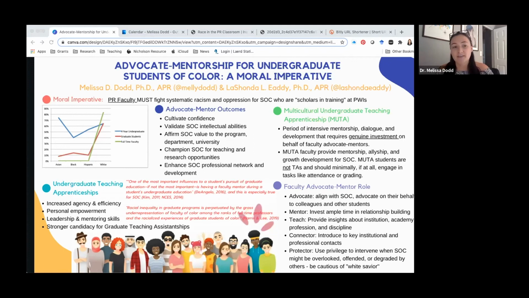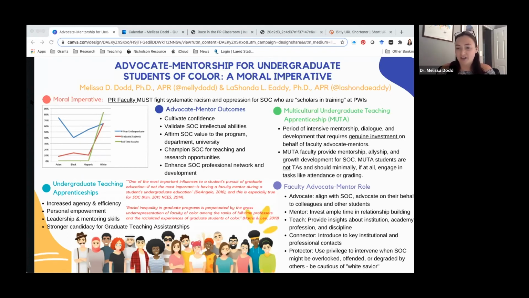Harrison Lee said that university faculty have a moral imperative to fight systemic racism and other forms of oppression for students of color who are scholars in training at primarily white institutions. Ultimately, affirmation of students of color in the academy will lead to increased numbers of graduate level students of color who pursue careers in the academy, thereby increasing the number of faculty of color who may then also serve as role models and advocates for future students of color. I want to pull out the importance of the words, a moral imperative. A moral imperative means we are compelled to action.